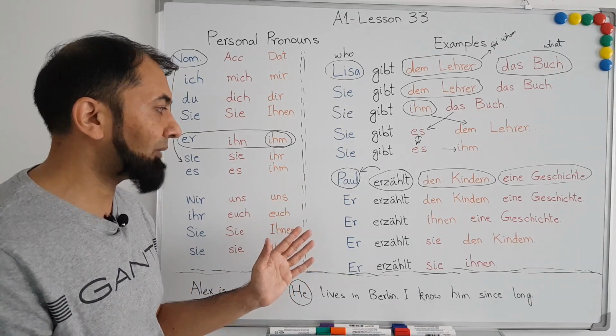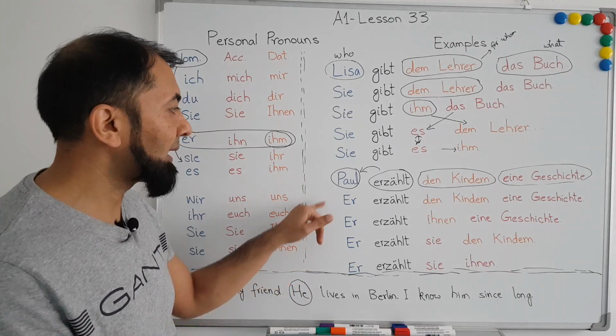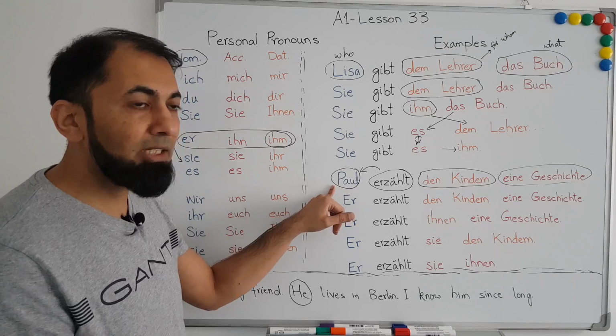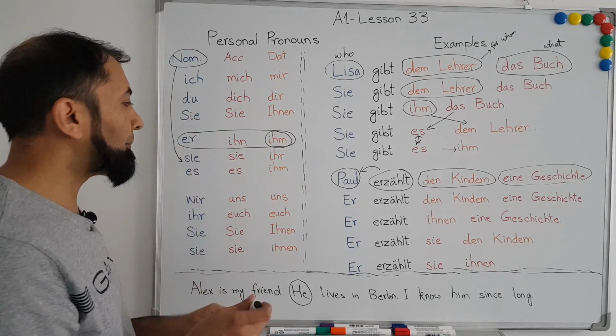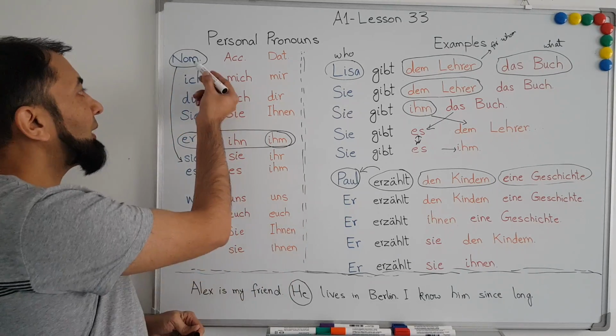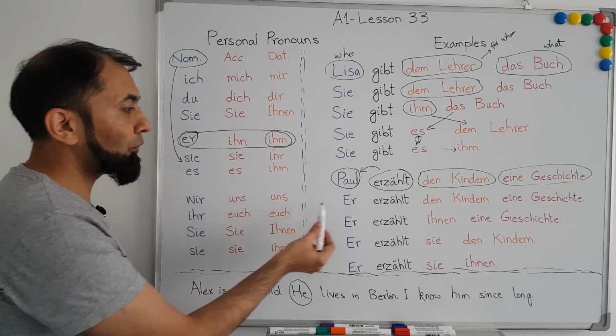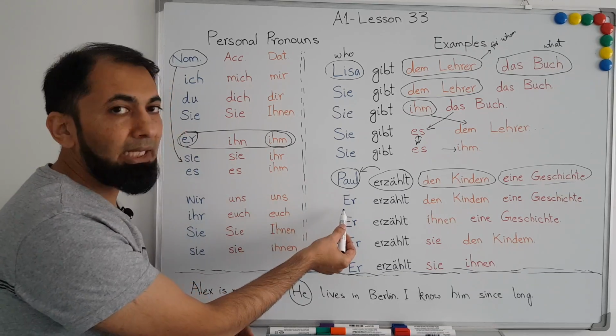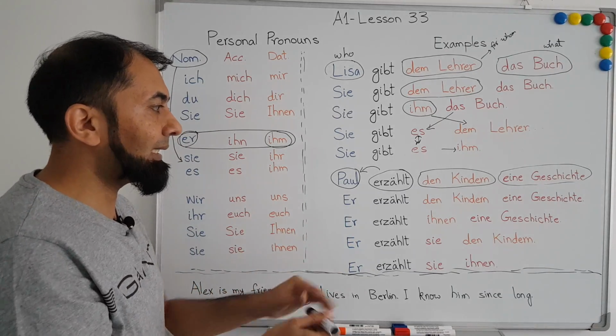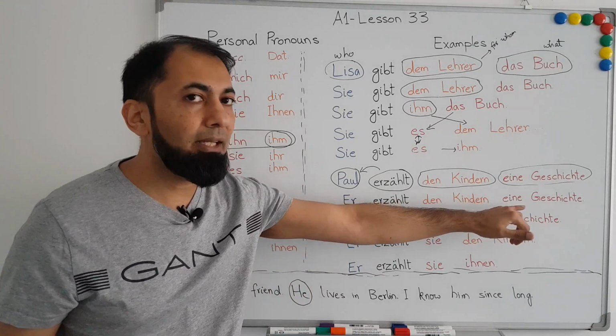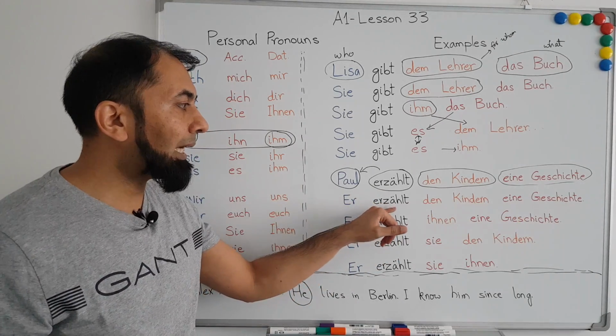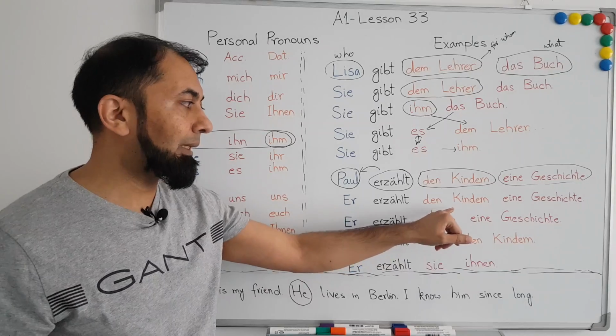Now what we do in the same way, first we use the personal pronoun for the noun Paul because it is in the nominative case. So we start with the nominative case. Paul is a masculine noun, therefore the masculine noun in the nominative case is er. Therefore we will replace Paul with er. Er erzählt den Kindern eine Geschichte. He tells a story to the kids.